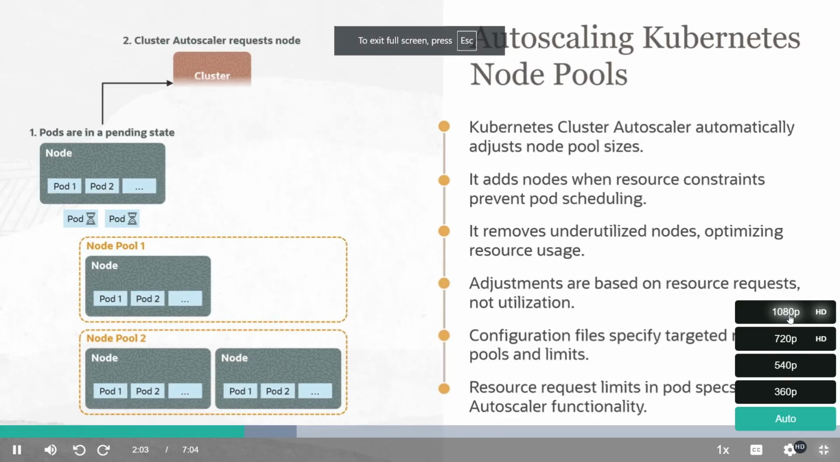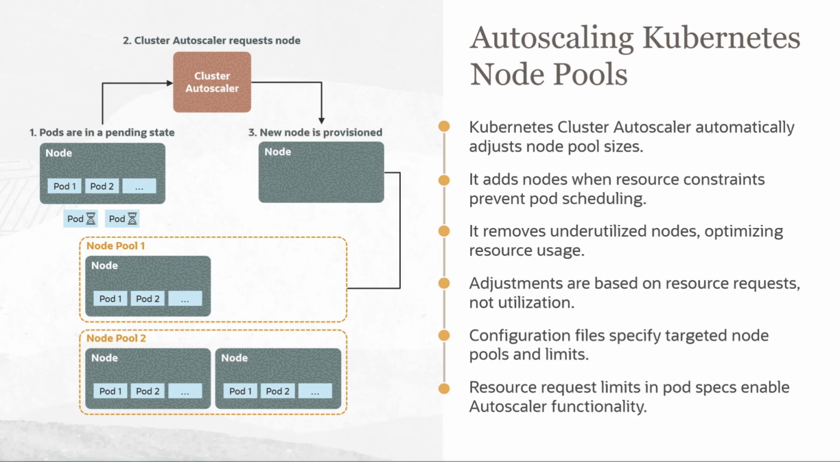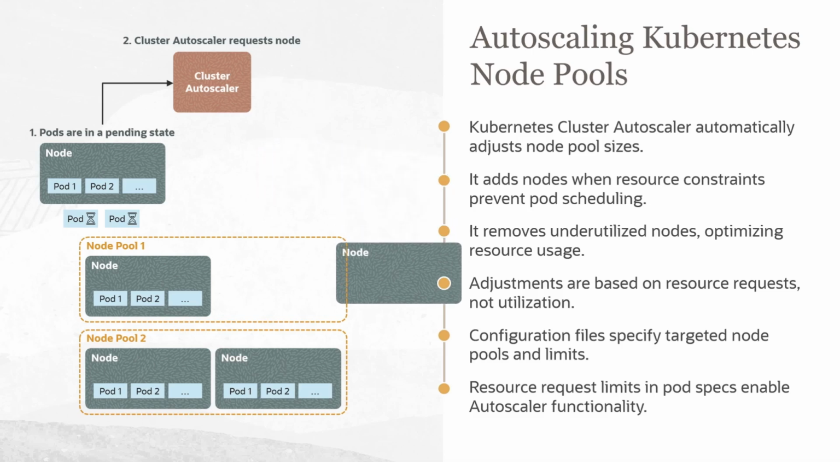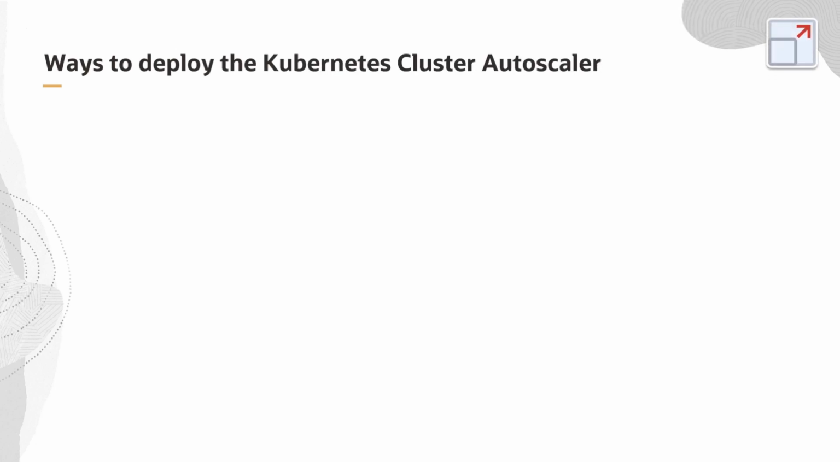The cluster autoscaler senses this and requests a new node. A new node is provisioned, and later these pods that are in pending state are scheduled on the new node. Let's look at the two possible ways using which you can deploy the Kubernetes cluster autoscaler.